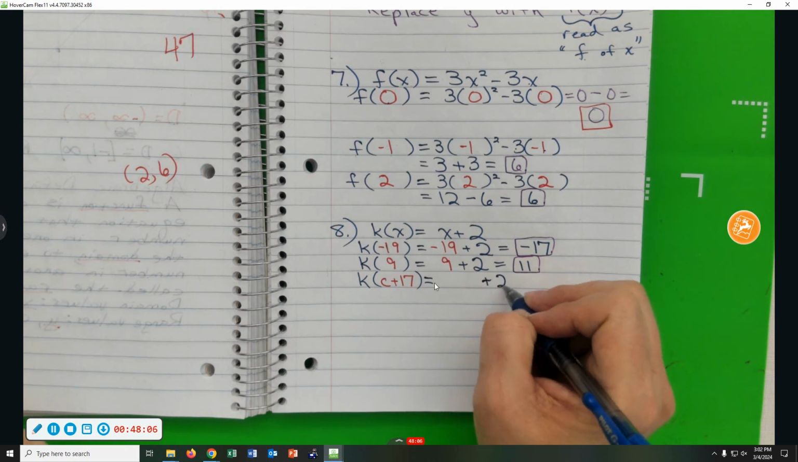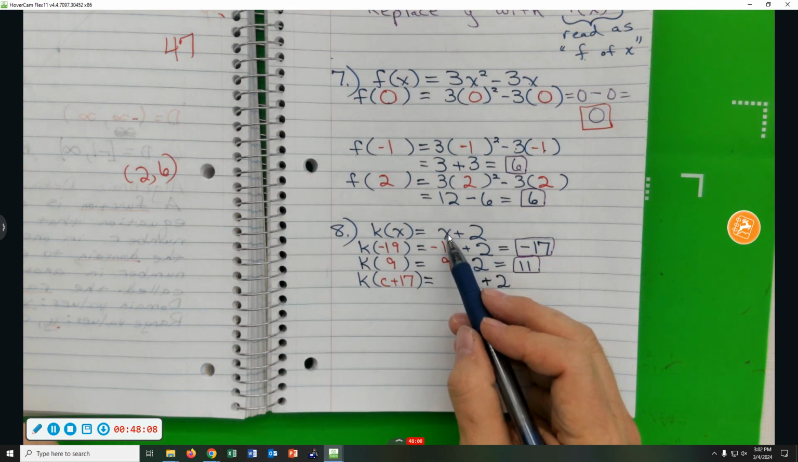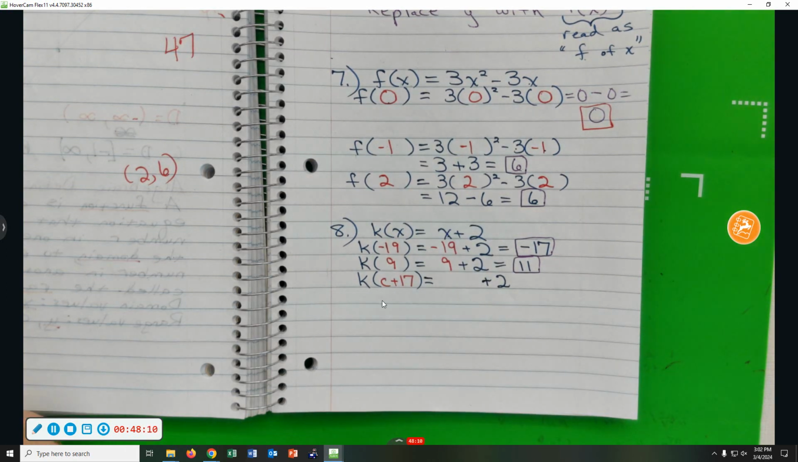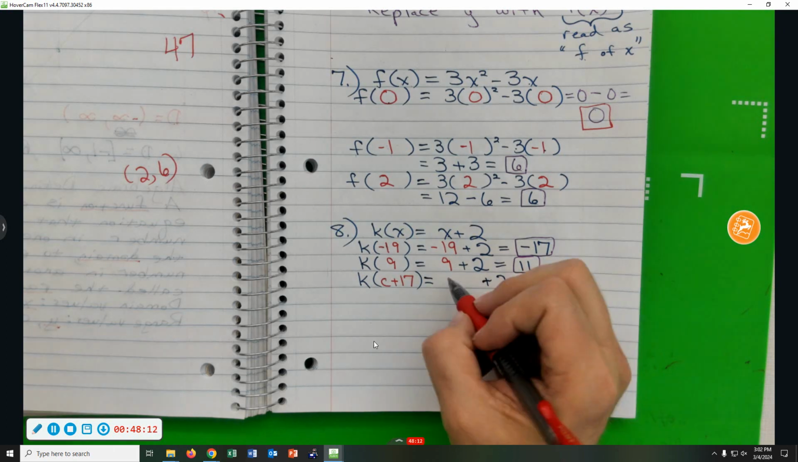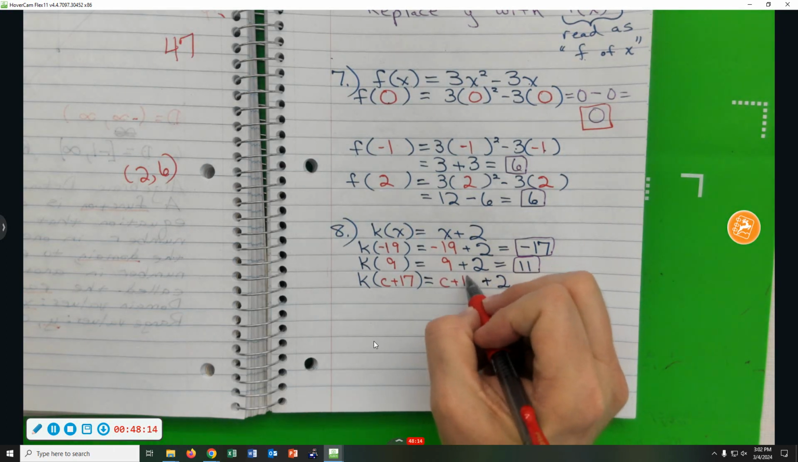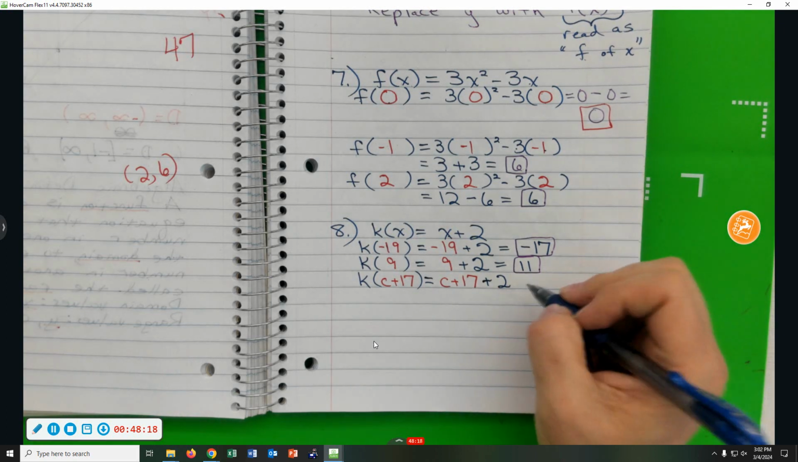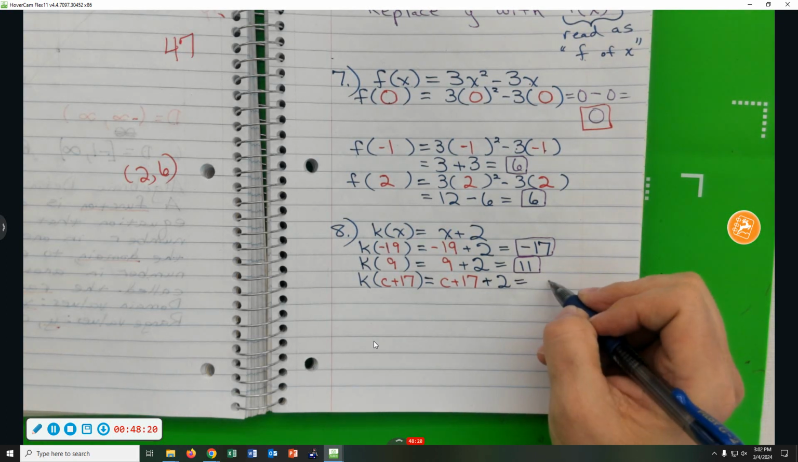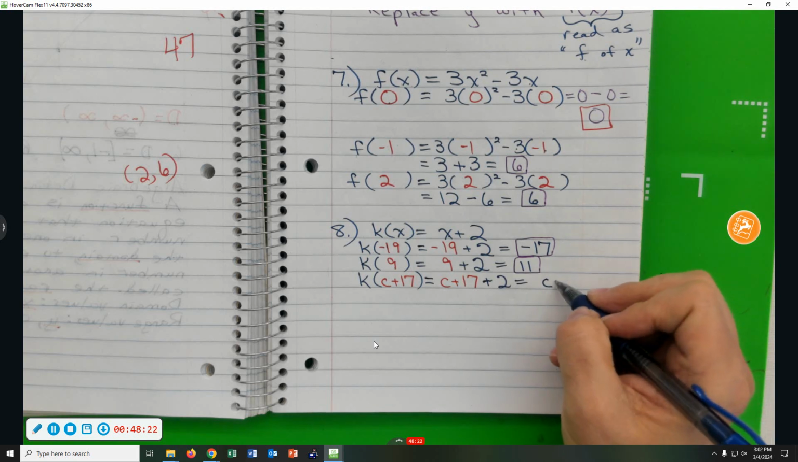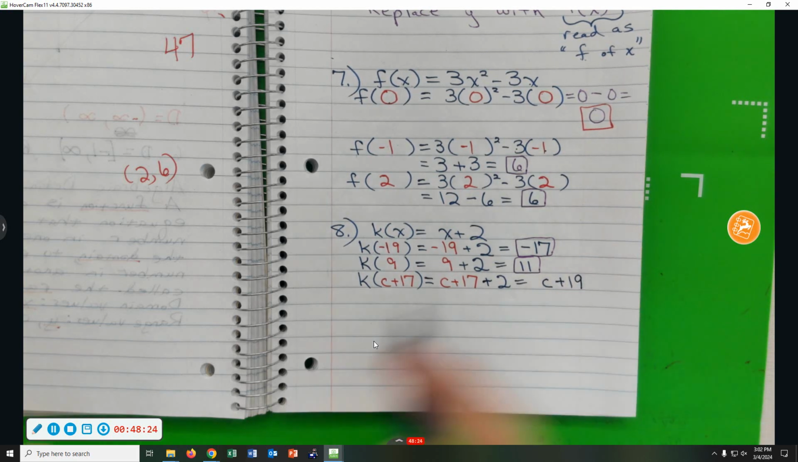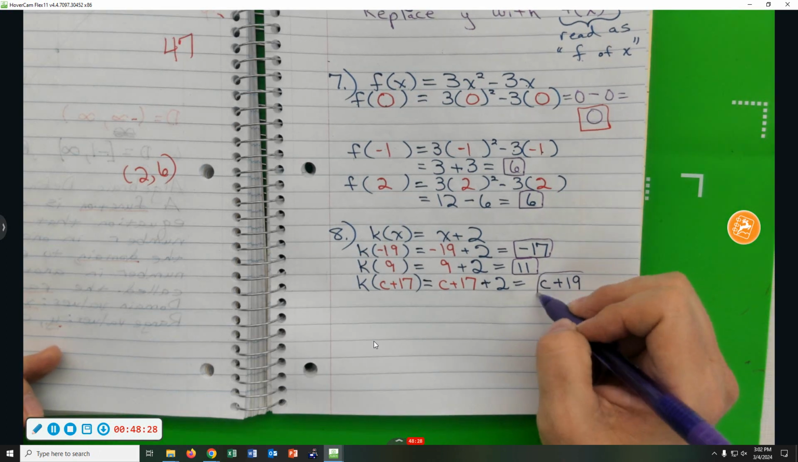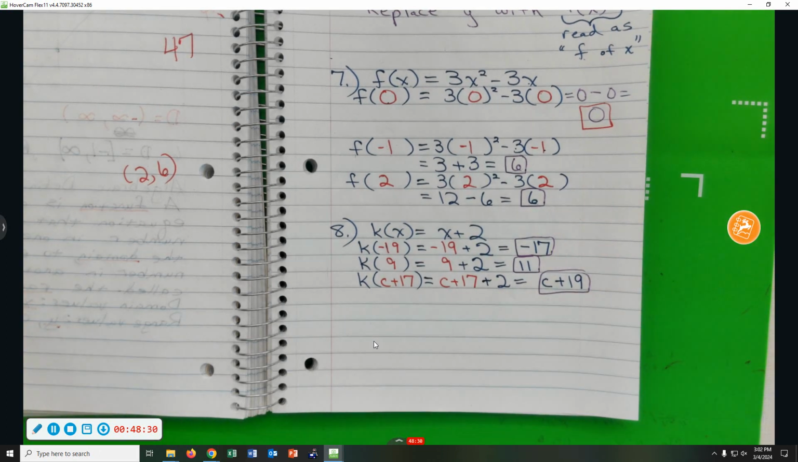Okay, we're going to replace x with what? c plus 17. And we can simplify that. The 17 plus 2 becomes 19, so the y value is c plus 19. Any questions there? Whatever's in the parentheses, you plug in for x, even if it looks strange.